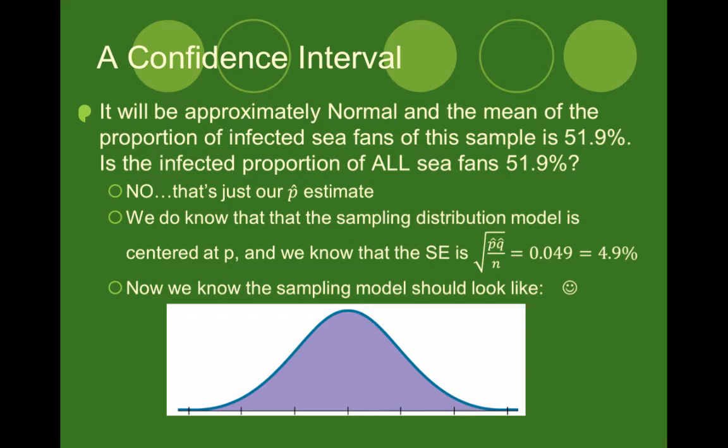However, we also know some other information. We know that the sampling distribution model is going to be centered at P, the true proportion. And we know that the standard error is calculated as the square root of P hat Q hat over N. And we can calculate that out and get 0.049 or 4.9%. So again, when we're dealing with proportions, you will end up with smaller standard errors, and don't worry about that. That is okay. Now, using the concept of sampling distribution models and knowing what our sample proportion is and what our standard error is, we know that our sampling model will follow the normal model.